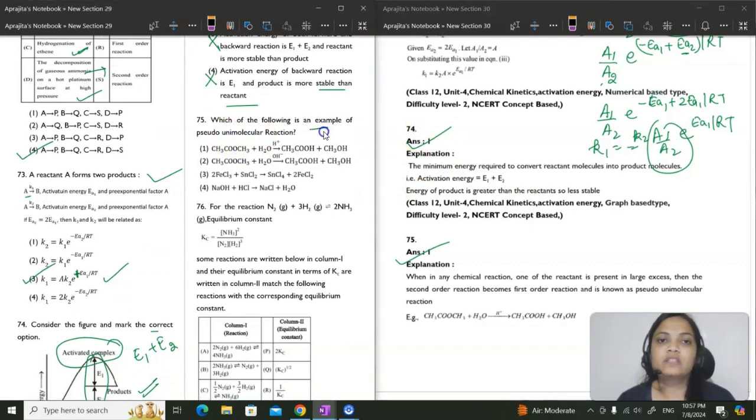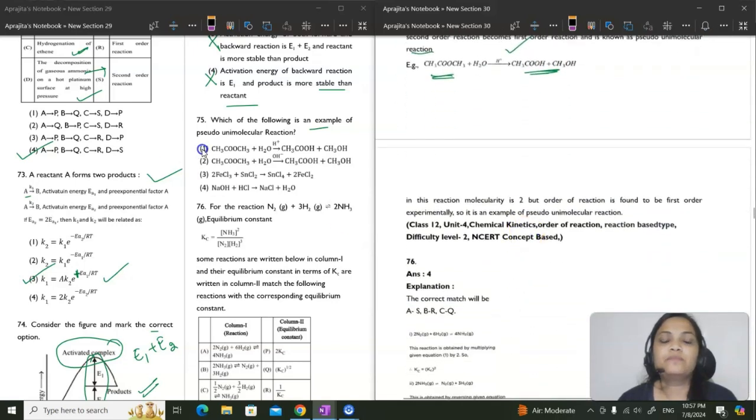Question number 75, which one is an example of pseudo-unimolecular reaction? You know that whenever one reactant is present in large quantity in excess, the second order reaction becomes a first order reaction, and it becomes a pseudo-unimolecular reaction. Like here we have methyl acetate plus water. In the presence of acid, it will give you these two products, so it will become the pseudo first order reaction, because here the concentration of water will be in excess, so we will take it to be constant.